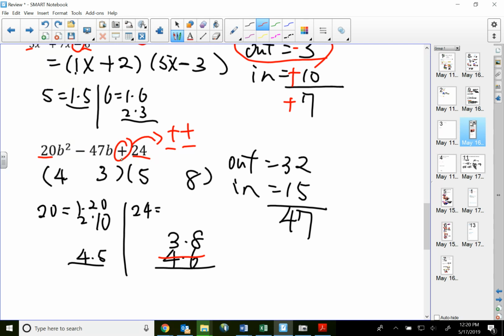So since the middle term is negative 47, both of these inner and outer have to be negative, because terms with the same sign, we add them to end up with negative 47. So both of my signs have to be negative, put my b in there, and I am done. 4b minus 3 times 5b minus 8. All right.